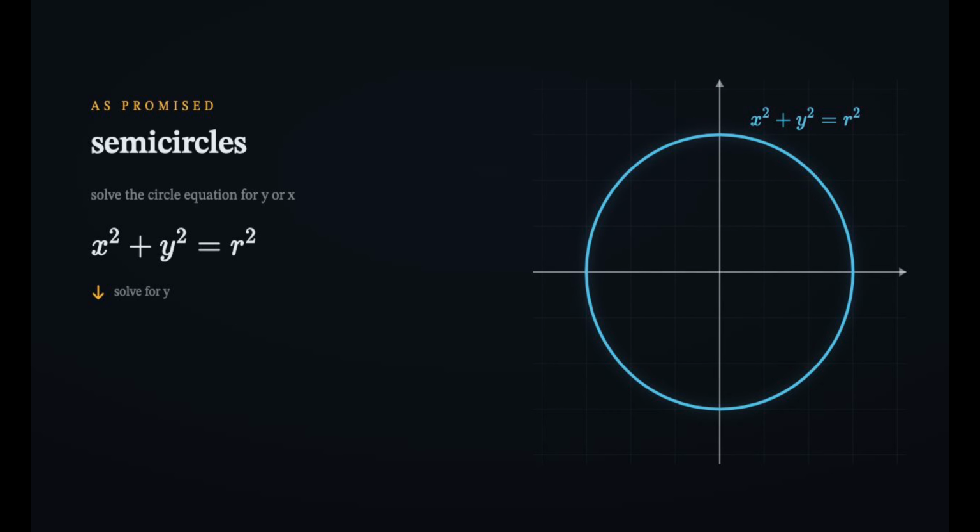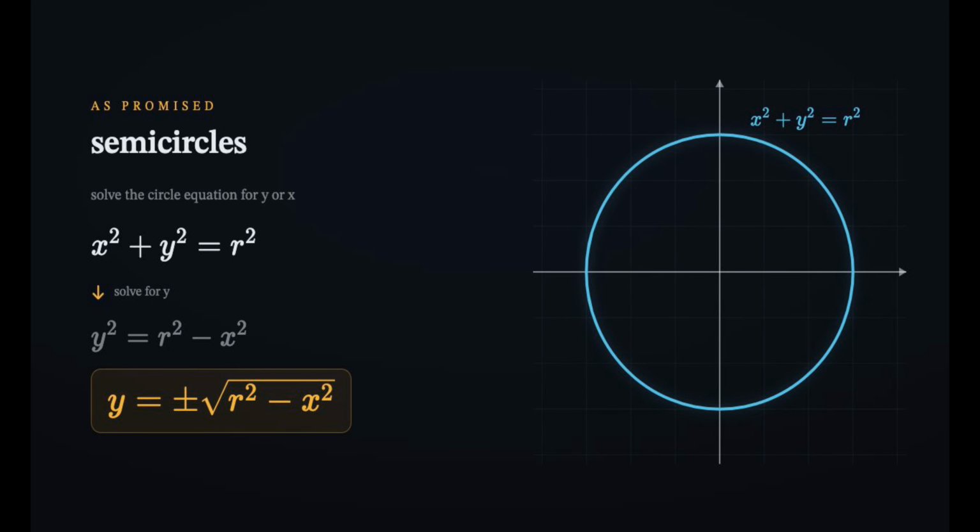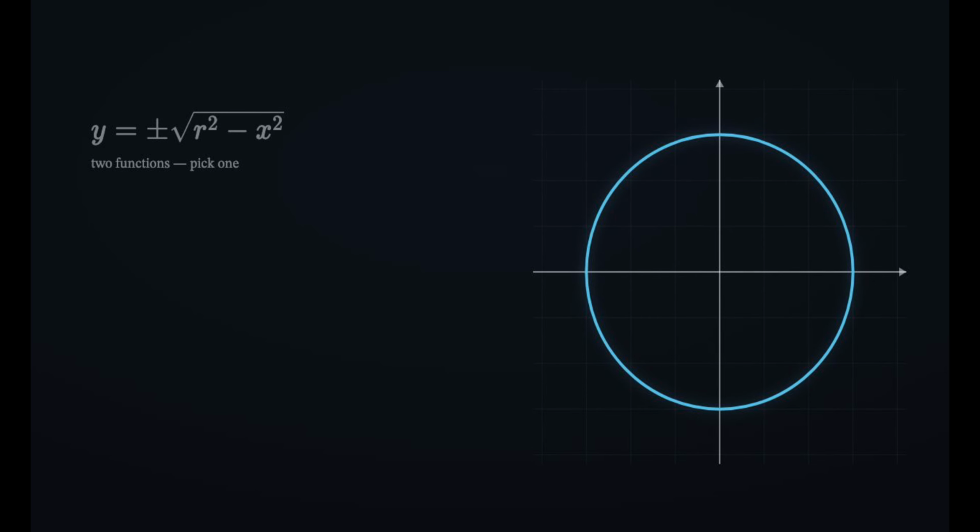Now, as promised, let's discuss semicircles. Semicircles are what happens when you solve the circle equation for y or x. From x squared plus y squared equals r squared, if we solve for y, we get y equals plus or minus the square root of r squared minus x squared. Well, that's two functions, so we'll have to pick one.